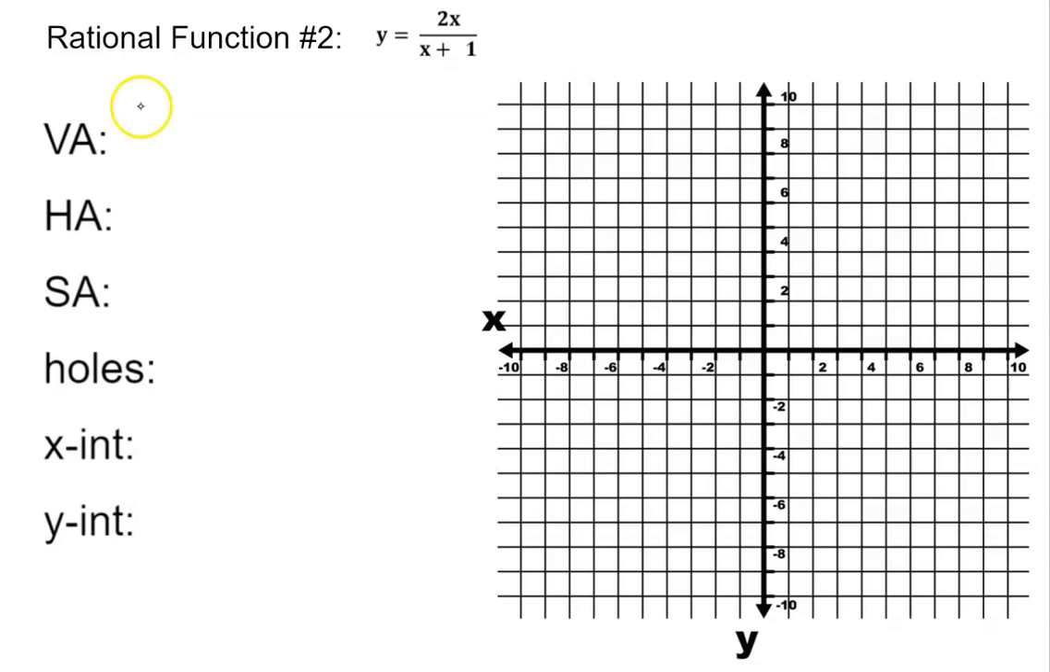is when I take my denominator of x plus 1, set that equal to 0, and we're going to solve for x. So I'm going to subtract 1. That means I have a vertical asymptote, which means it crosses the x-axis at -1. So I'm going to come to my coordinate plane and draw my vertical asymptote at x equaling -1.